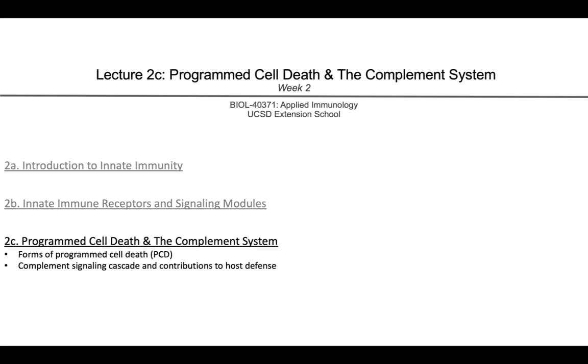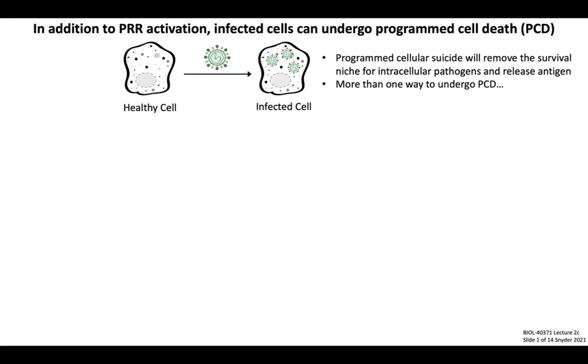In this session, we'll add to our previous discussions on innate immunity by introducing two additional processes which promote innate responses, and these are programmed cell death and the signaling cascade called the complement system. In the last lecture, we covered pattern recognition receptors, or PRRs, and learned how their activation by pathogens triggers signaling cascades which help initiate immune responses.